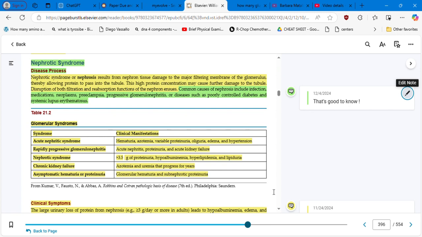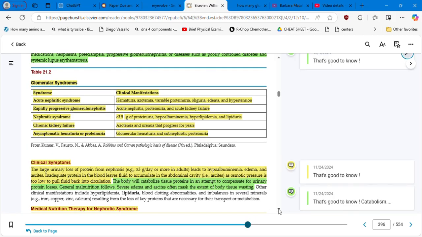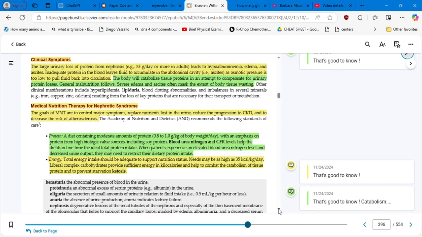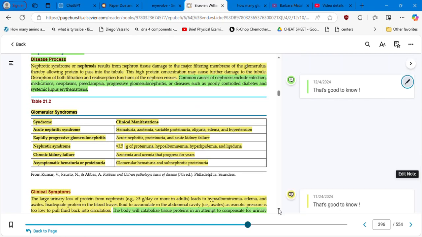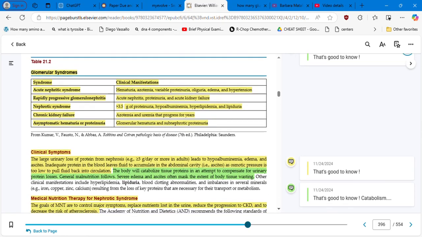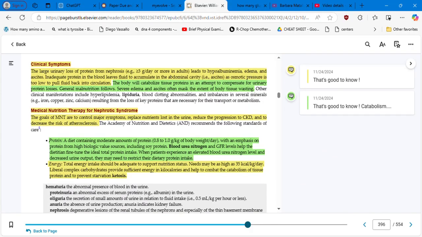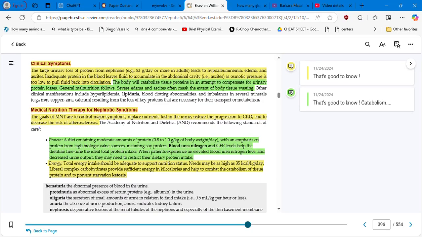Now we are going to the clinical symptoms. Remember, we are just covering right now the nephrotic syndrome, okay? So the clinical manifestations: the large urinary loss of protein from nephrosis, more than 3 grams per day in adults, leads to hypoalbuminemia. Of course, if you are losing protein, you are losing albumin. That's why you're going to have hypoalbuminemia. Okay, we are going to have edema. Remember, the albumin, the protein, is the magnet that holds the fluid in the circulatory system.